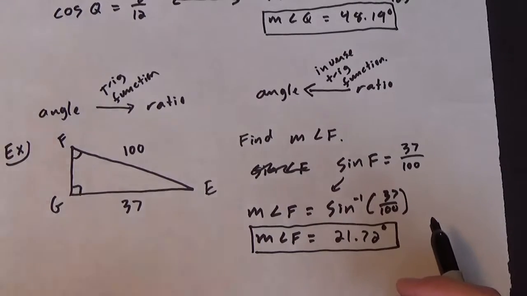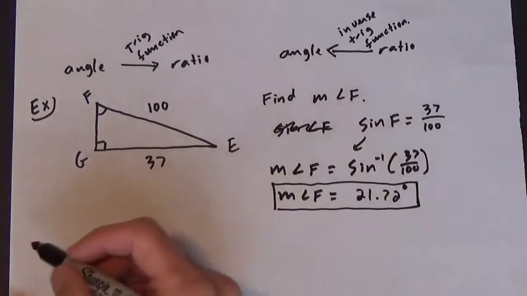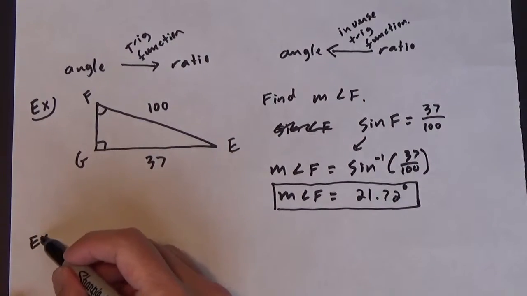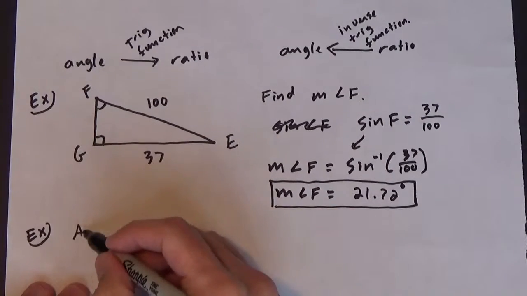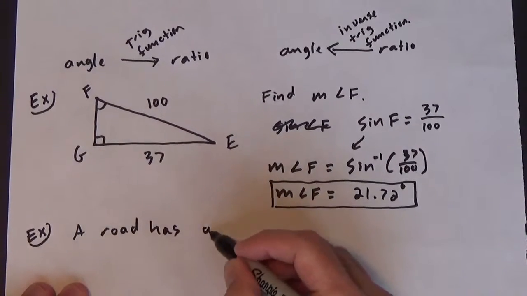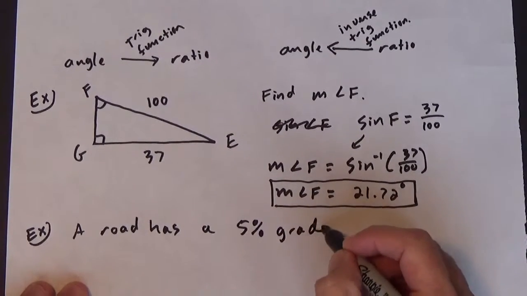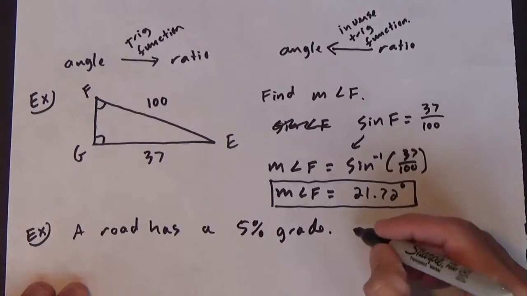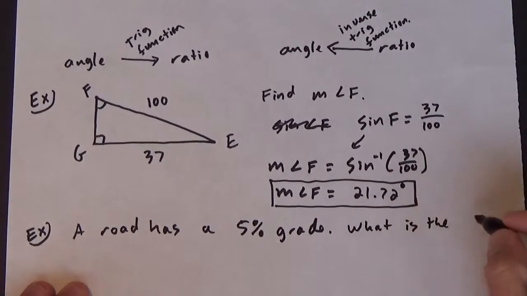Okay, let's go ahead and do one more example. This example is not hard. I just want to make sure everybody understands what this means. A road has a 5% grade. What is the angle of elevation?